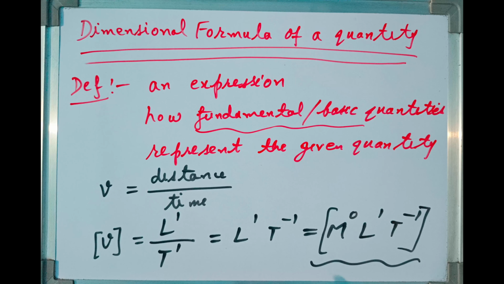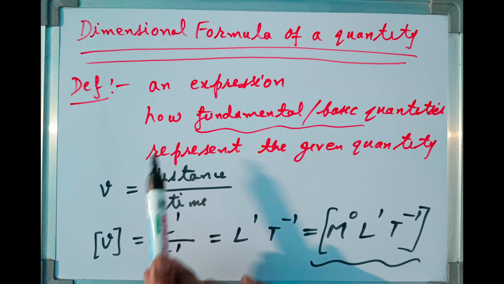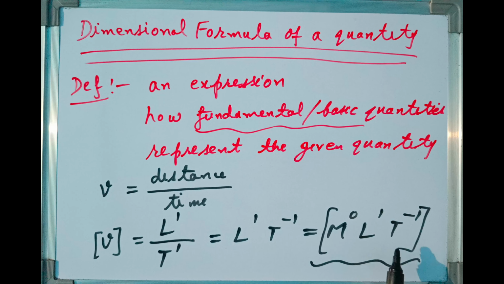So let me repeat the definition. It is an expression that represents how fundamental quantities, fundamental means mass, length, and time, represent the given quantity. Given quantity is speed. So speed can be written as mass raised to power 0, length raised to power 1, time raised to power minus 1. This is how we can find dimensional formula of any quantity.